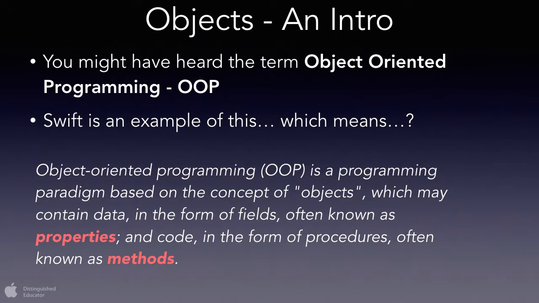If we look it up in Wikipedia, it says kind of like this. Object-oriented programming is a programming paradigm based on the concept of objects, which may contain data in the form of fields, often known as properties, and code in the form of procedures, often known as methods. What does that actually say?